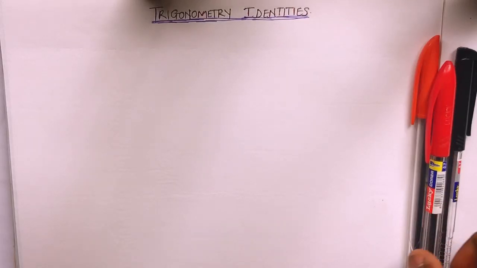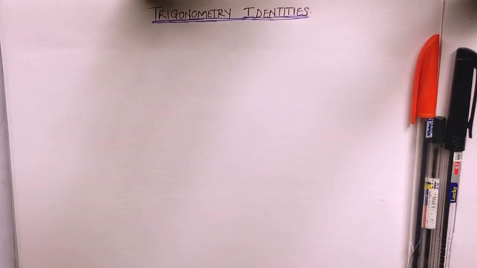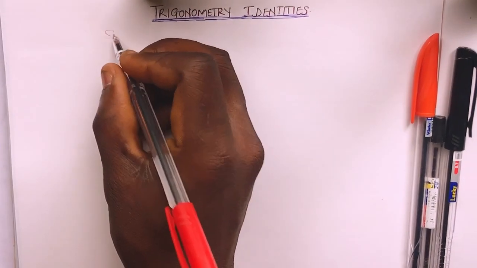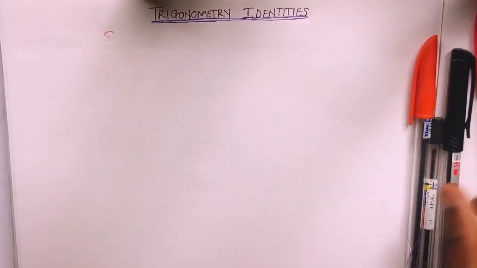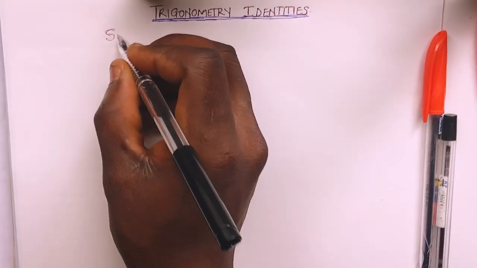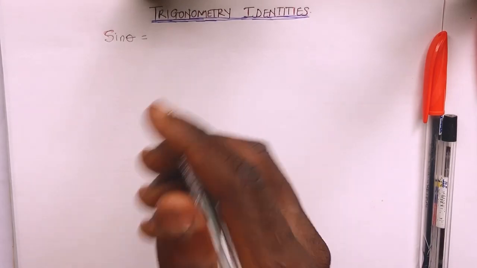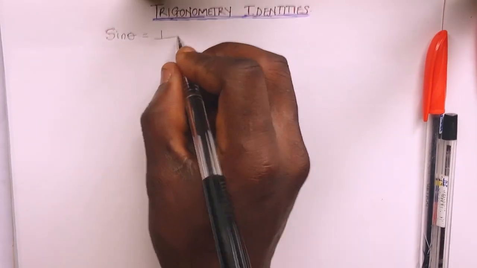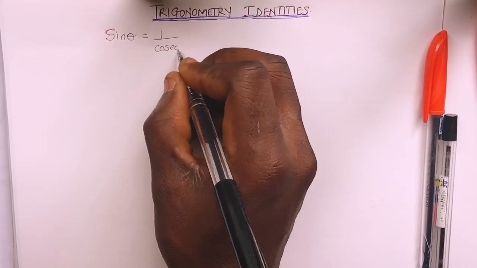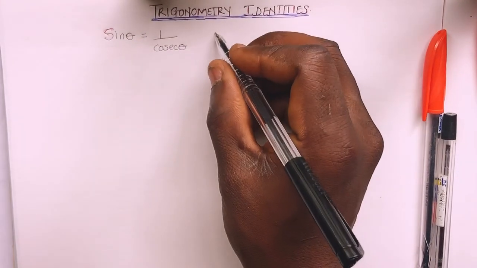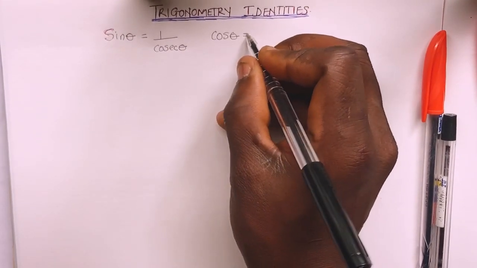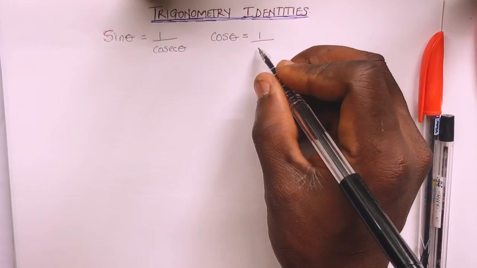Hi friends, in this video I'm going to introduce you to trigonometry identities. From our O level, you know that if you are given sin theta, another identity for sin theta is 1 over cosec theta. And if you are given cos theta, you know cos theta is also written as 1 over sec theta.